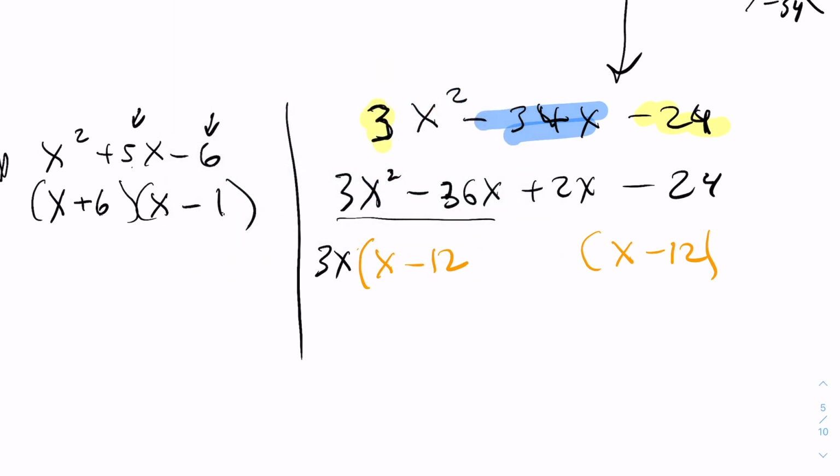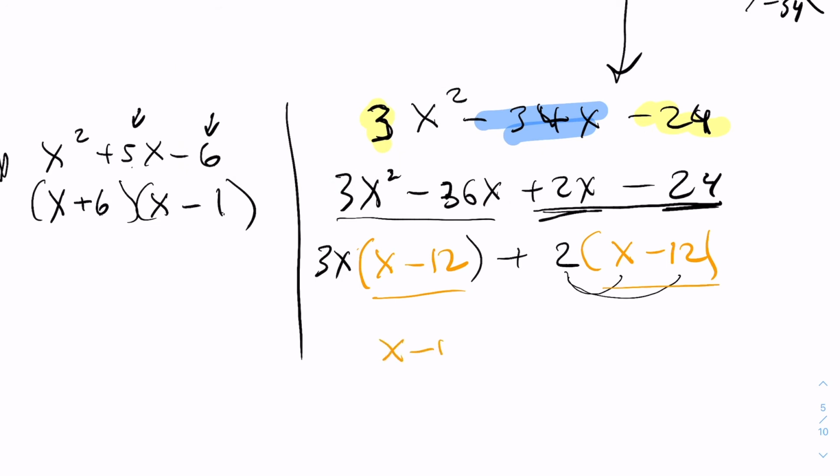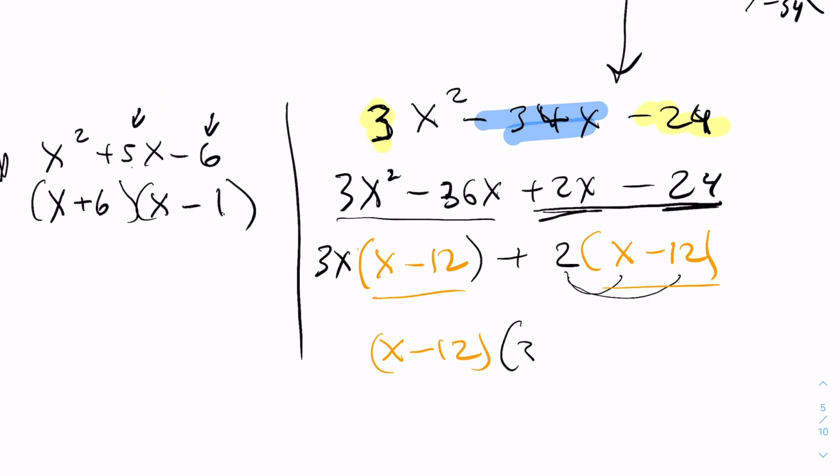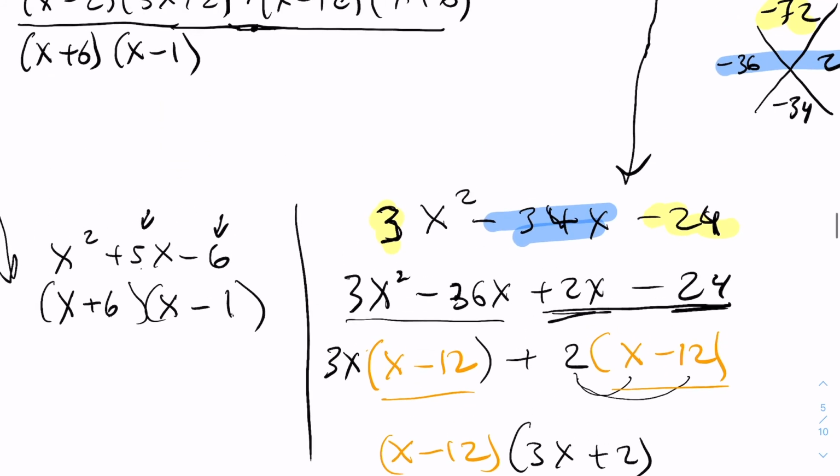And let's see if that can happen with the next group. If I factored out a 2, let's double check: 2 times x is 2x, and 2 times negative 12 is negative 24. So it worked beautifully. Our common x minus 12's factor out, leaving us with 3x plus 2. So that factored down to x minus 12 times the quantity 3x plus 2.